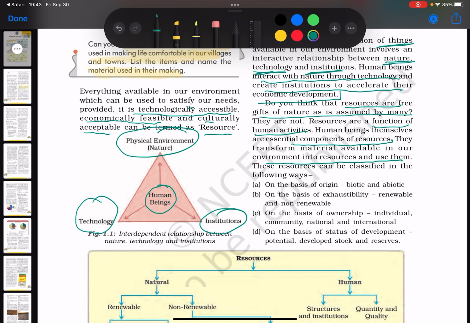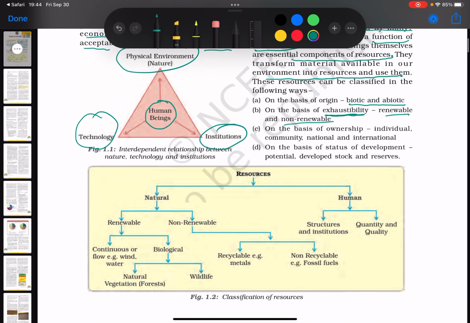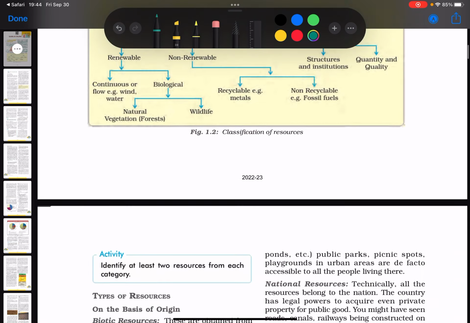Now, these resources can be classified in multiple ways. On the basis of origin, you can say that there are biotic and abiotic resources. On the basis of exhaustibility, meaning how quickly they are exhausted, they are called renewable and non-renewable. Then there is the basis of ownership: who owns it? Is it an individual? Is it a community? Is it national ownership or international ownership? And then on the basis of status of development, there is potential, developed stock, and then reserves.